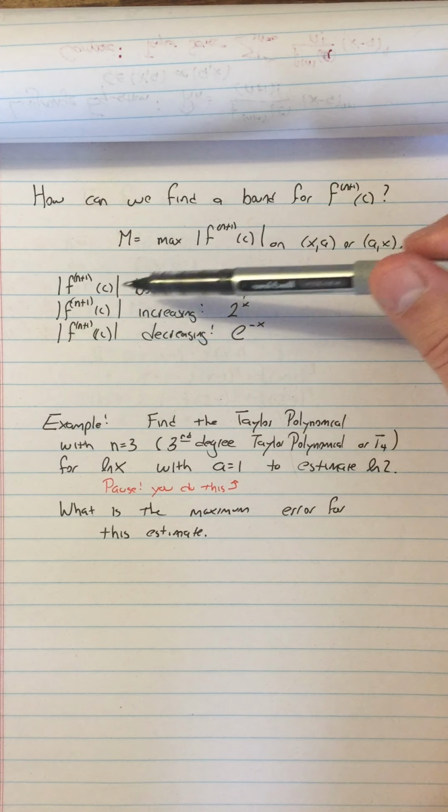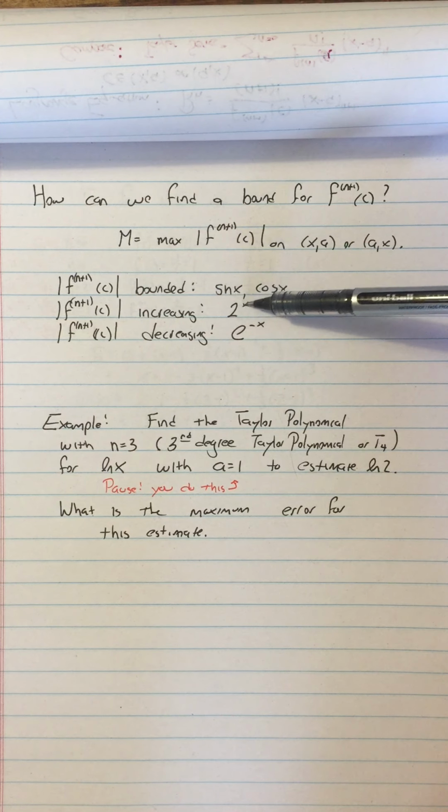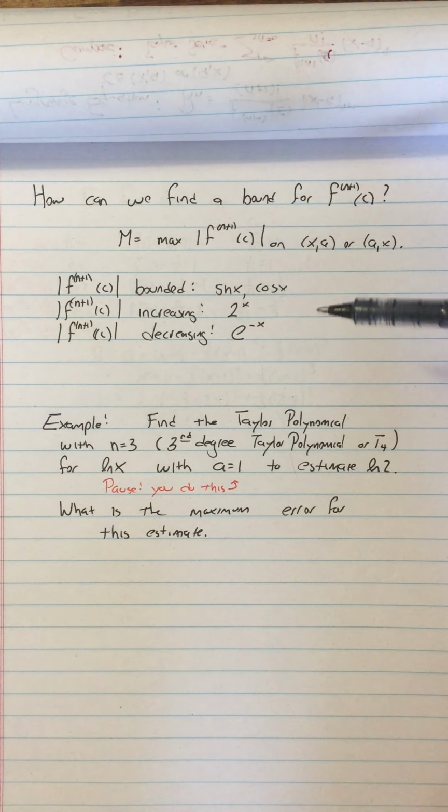All right. You could have a situation where the n plus first derivative is increasing. For example, 2 to the x. No matter how many derivatives I do of 2 to the x, I'm going to have 2 to the x times some power of ln 2, and that is going to be an increasing function.